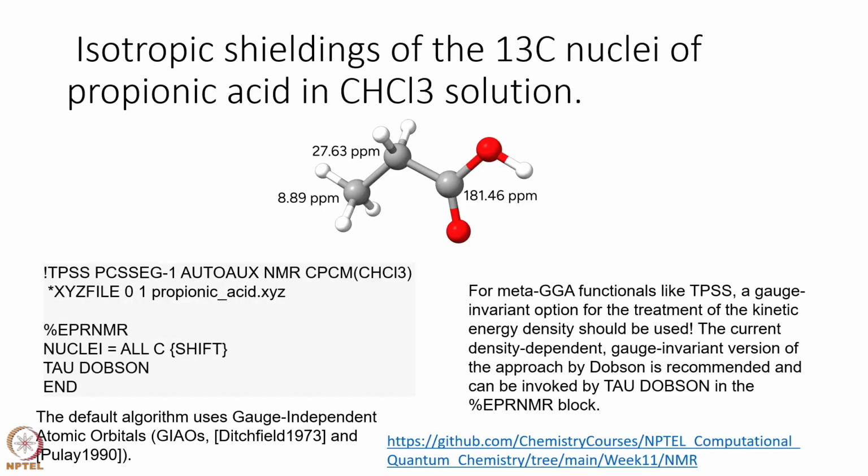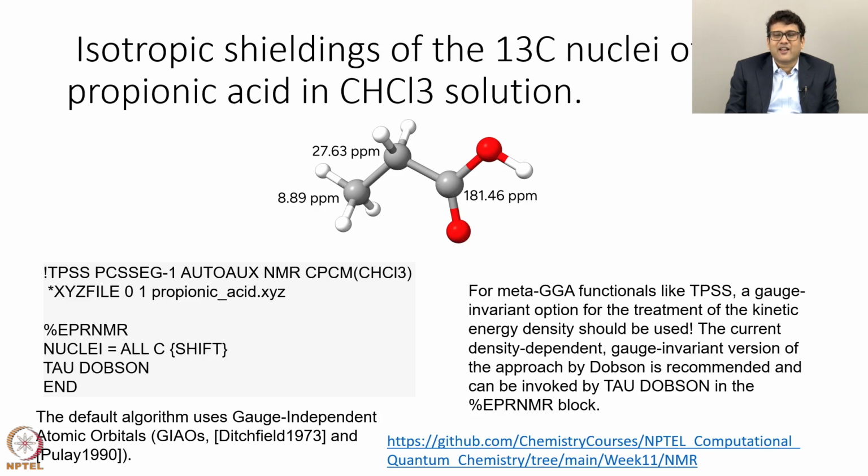So, let us do our calculation. We are going to take a very simple molecule, and that is the isotropic shielding of the 13C nucleus of propionic acid in CHCl3 solution, and this is how the input file looks. One of the important things is to use gauge independent atomic orbitals, because the magnetic gauge may not be properly described in a finite basis set otherwise. What happens is that because of the gauge dependence, the results become very sensitive to the size of the basis set.